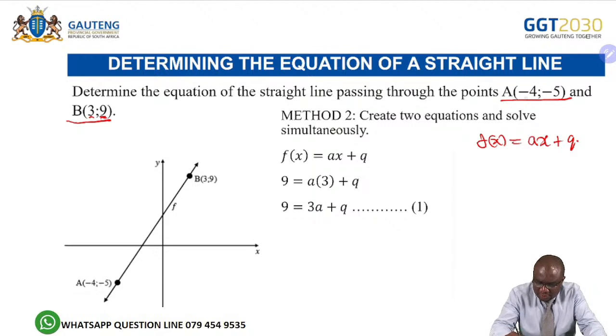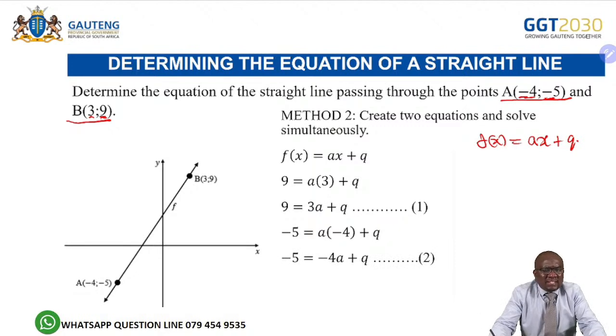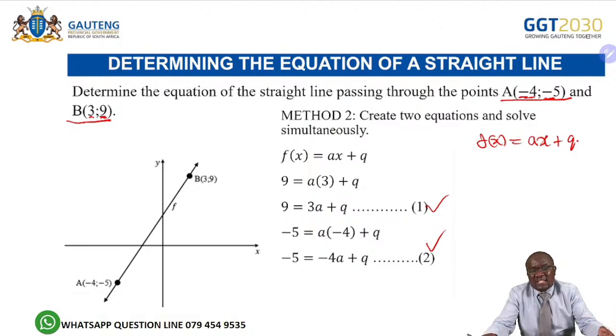And then we come to this one, we substitute our -4 and -5. So where there's y, we put -5, where there's x, we put -4, right? And then we have something like this. Do you have these two equations? Okay. Now let's create equation 3. Even if you create equation 3 with equation 1, it's still okay. At the end, we must get the same answer.